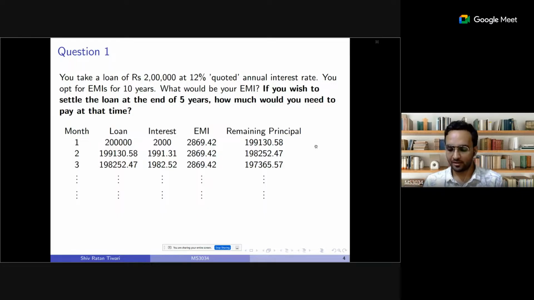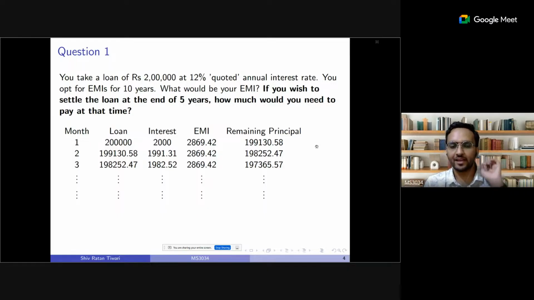This loan amount is carried forward to the next month, and we do the same calculation for the second month, the third month, and so on, up to the end of 5 years, as the question asks. So after the 60th month, what is the remaining principal? That is the loan amount that is there in your account. If you want to settle at that time, that is the amount you need to pay.